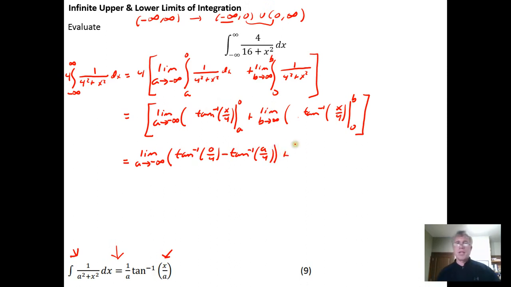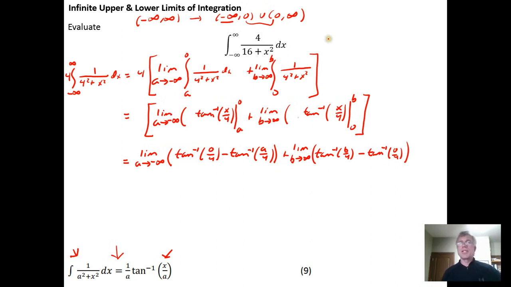Plus, now we're going to have the limit as b goes to infinity. Plug the b in, we get the tangent inverse of b over 4 minus the tangent inverse of 0 over 4. So we just need to evaluate these limits.